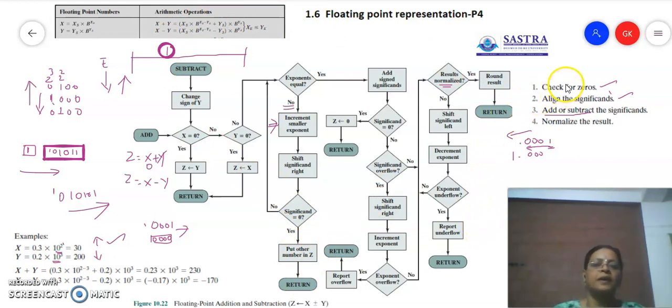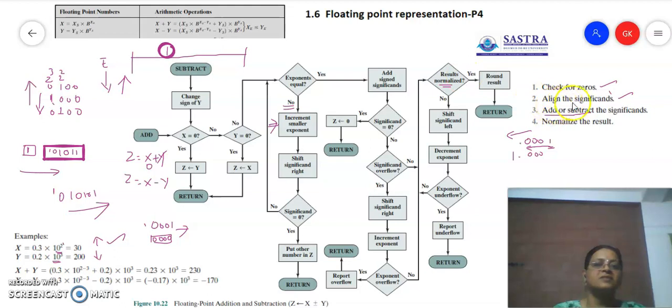It is going to be done in a phased manner. The first phase will check for 0. If x is 0, the answer will be y. If y is 0, the answer will be x. And if it is a subtraction operation, you always change the sign of the second operand and then do the addition. So this is the first phase.